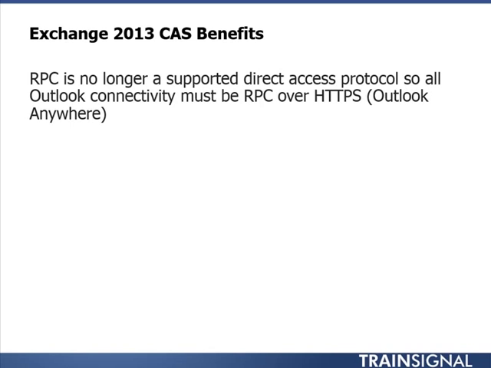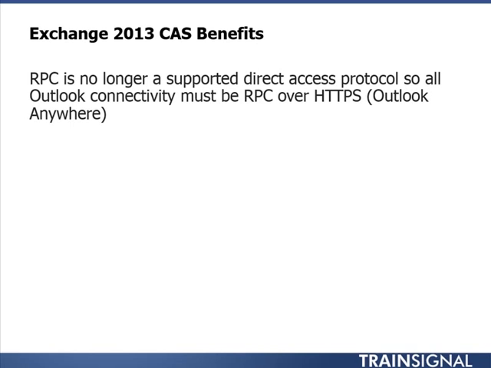Now, upon first glance, that may seem like a limitation. Why would you want to use RPC over HTTPS or Outlook Anywhere when you have an Outlook client, when normally you use that internally and you use RPC with MAPI and you don't have a connectivity issue, it's different.